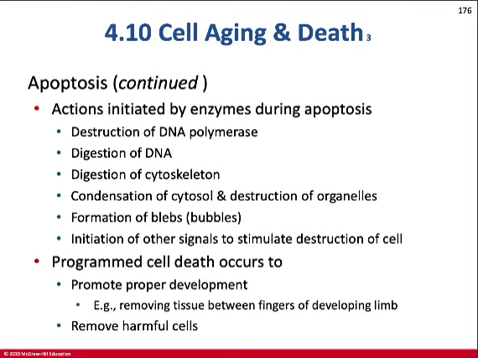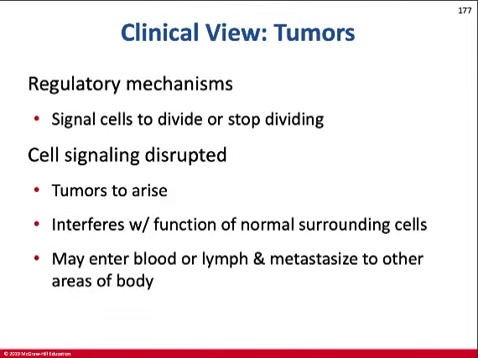Okay? Apoptosis is an orderly, programmed cell death. It's initiated by ligand receptor signaling. Okay. Actions initiated include destruction of DNA polymerase, breakdown of DNA, destruction of the cytoskeleton, condensation of the cytosol, and destruction of the organelles, initiation of signals that stimulate the destruction of the cell. Programmed cell death occurs to promote proper development during the formation of a new human being, and also to remove cells that are no longer able to function.